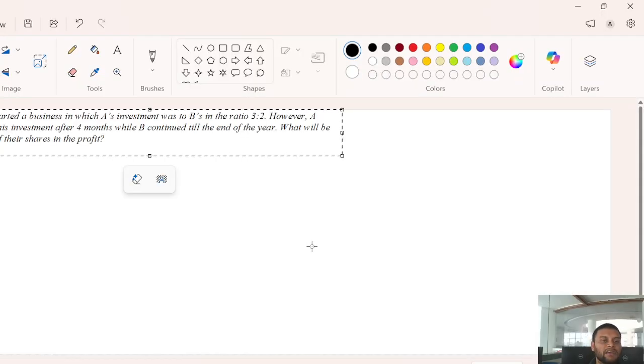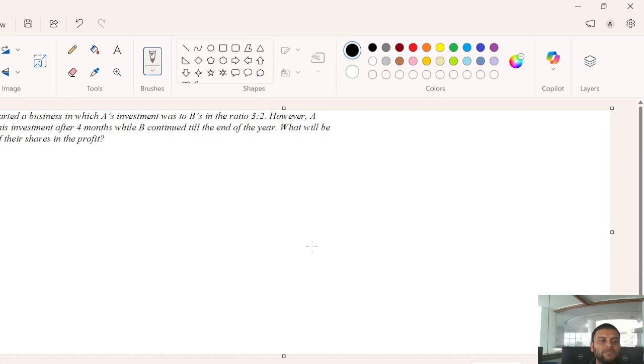Friends, this question says A and B start a business in which A's investment to B's investment is in the ratio 3 is to 2. However, A withdraws his investment after 4 months while B continues till the end of the year. So, what will be the ratio of their share in the profit?